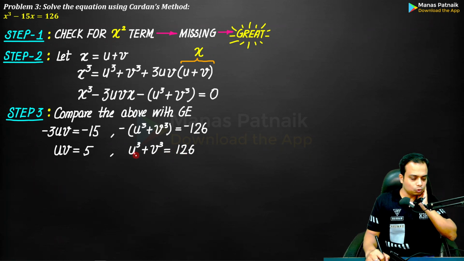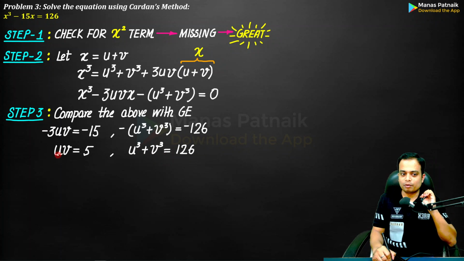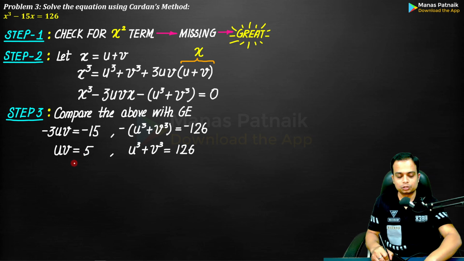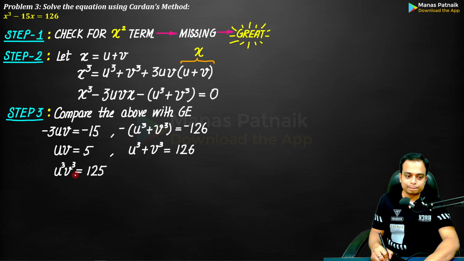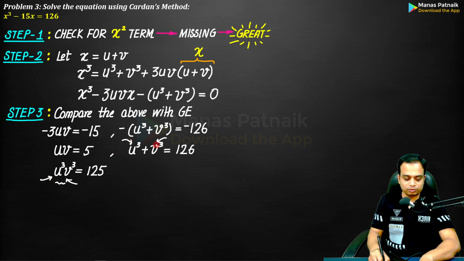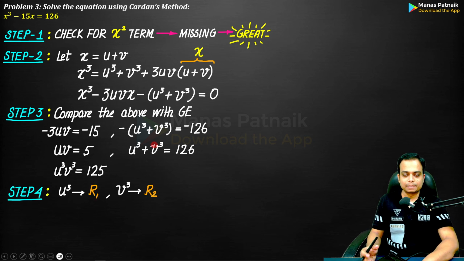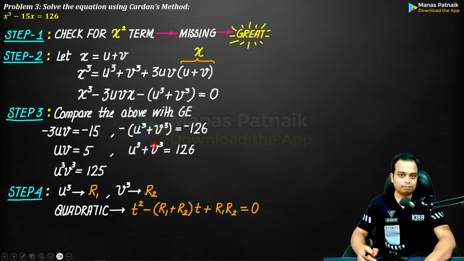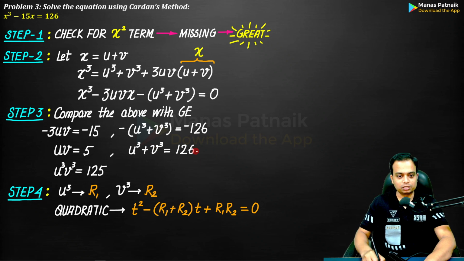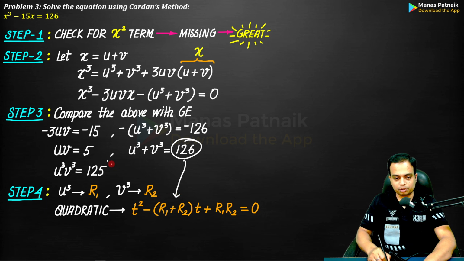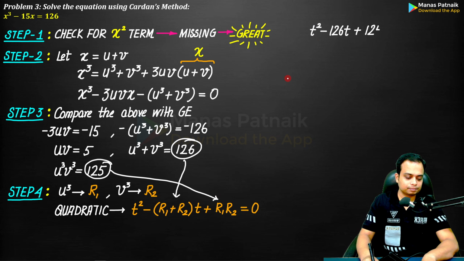Now you've got the sum of the roots, but this is not in the proper format. You need to cube both the sides so that you can have a u cube into v cube term. So this is going to become 125. That's your root 1, this is your root 2. Product of the roots and sum of the roots, let me apply the formula. t square minus sum of the roots into t plus product of the roots. Again, if you watch, the sum of the roots is 126. Do the substitution. The product of the roots is 125. Here, do the substitution.